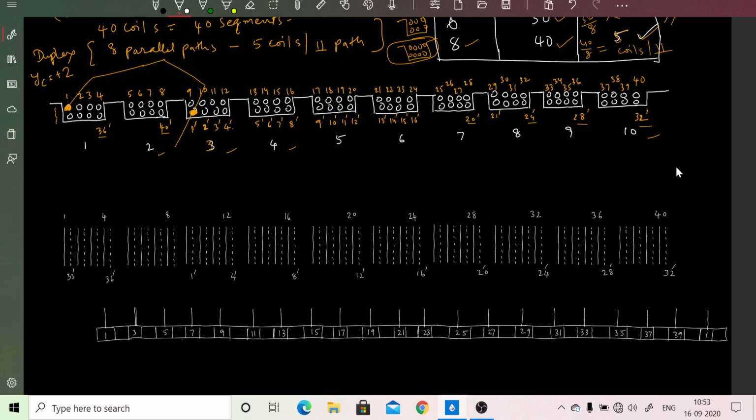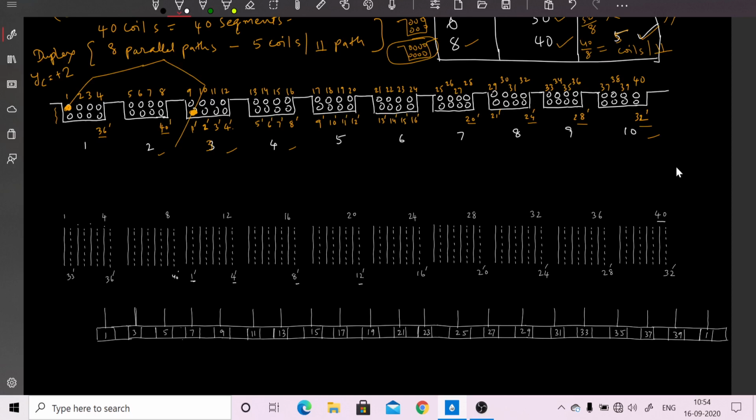Now let us draw the windings. So these are the coil sides 1, 2, 3, 4. The solid lines indicate the upper coil sides and the dashed lines indicate the bottom coil sides. So 1, 2, 3, 4 like that up to 40 coil sides, and 1 dash, 4 dash, 8 dash, 12 dash like that up to 40 dash here.